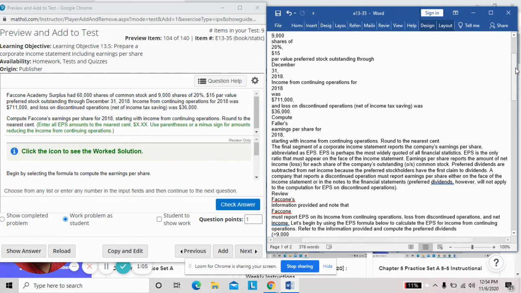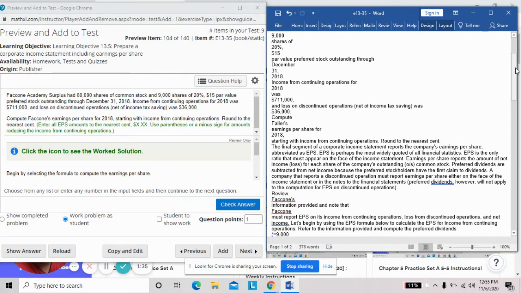The final segment of a corporate income statement reports the company's earnings per share, abbreviated as EPS. EPS is perhaps the most widely quoted of all financial statistics. EPS is the only ratio that must appear on the face of the income statement. Earnings per share reports the amount of net income or loss for each share of the company's outstanding common stock.